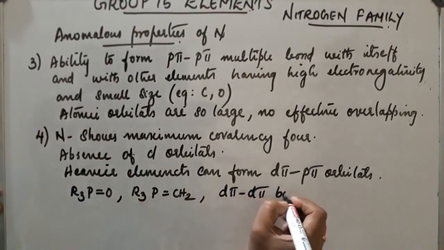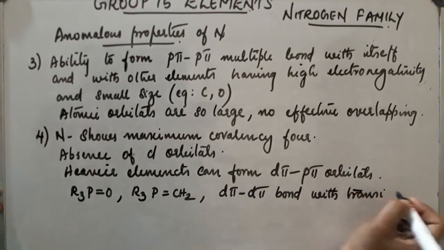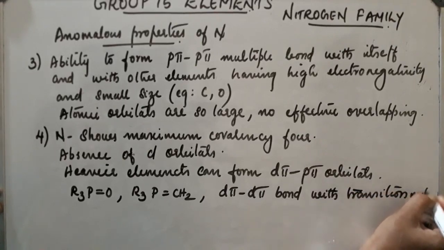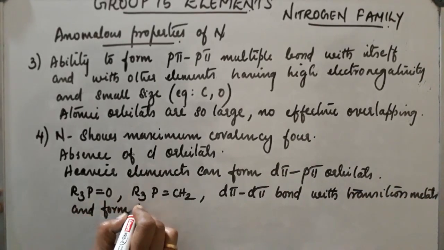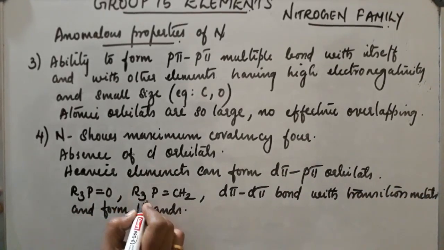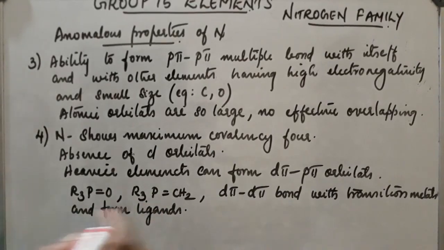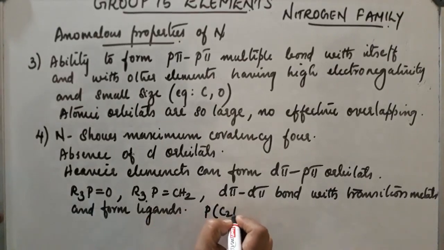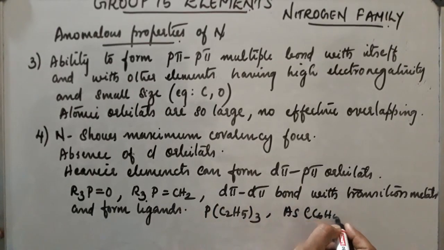They can also form d-pi bonds with transition metals, and so form ligands. These are not possible in the case of nitrogen because of the absence of d orbitals. Example, P(C2H5)3, this is a ligand. Arsenic, As(C6H5)3. These are ligands. So these are the important anomalous properties of nitrogen.